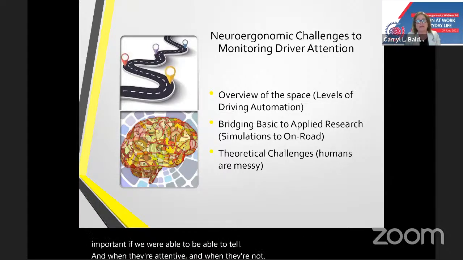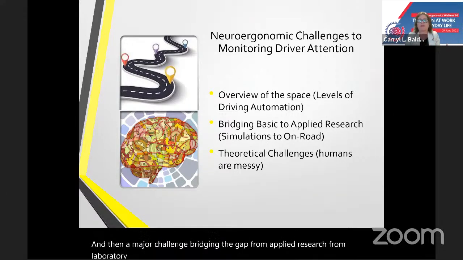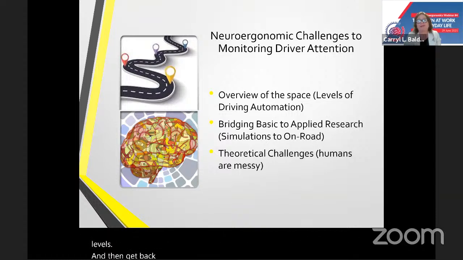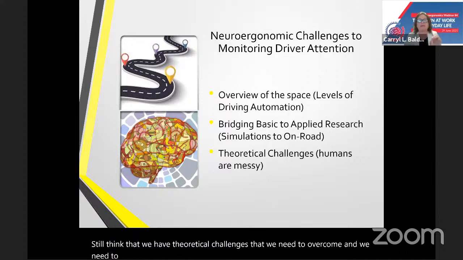And then a major challenge, bridging the gap from applied research, from laboratory studies to driving simulations to on-road studies at various different levels. And then I still think that we have theoretical challenges that we need to address. And I think we're maybe just at the tip of the iceberg of some of that.